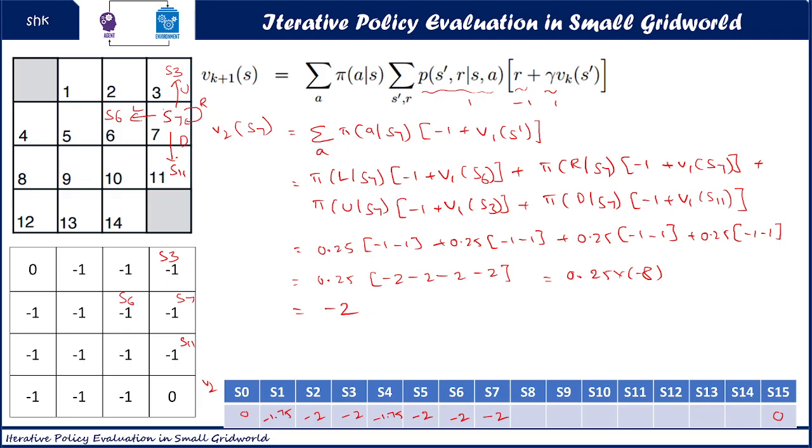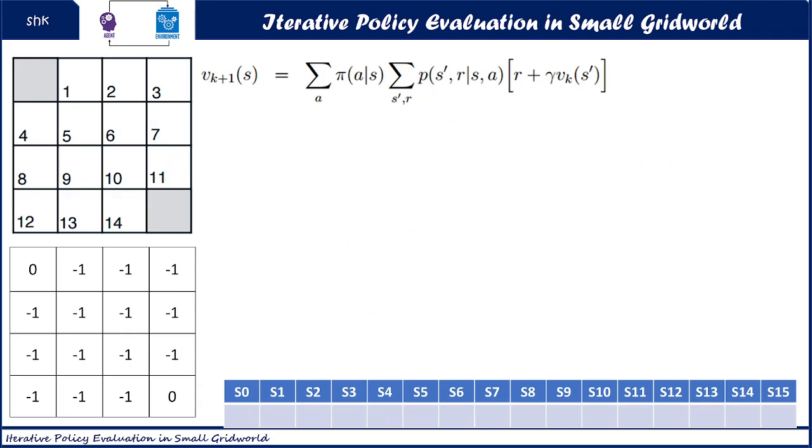Now we will compute for S8. So the value function V2 for the state S8 we will write as V2 of S8. When we are in S8 state, the left action will fall to S8 only. The right action changes to S9. The up action changes the state to S4. For the down action, the change of state is S12.